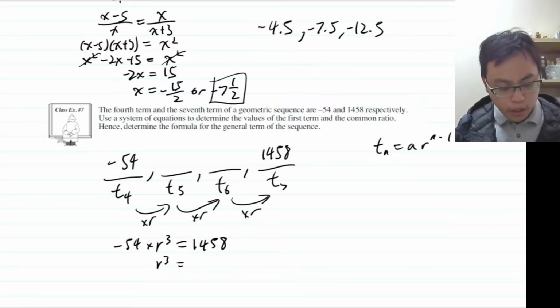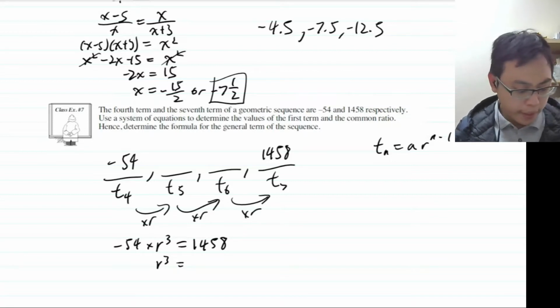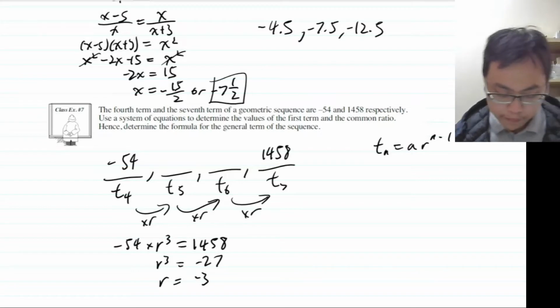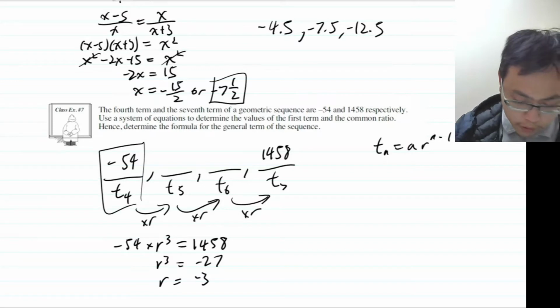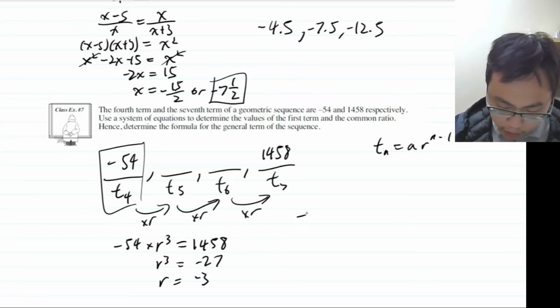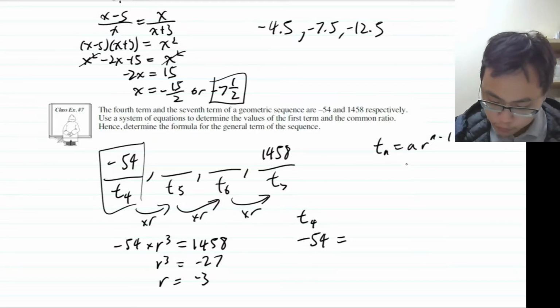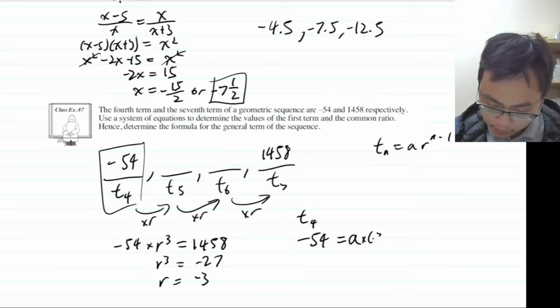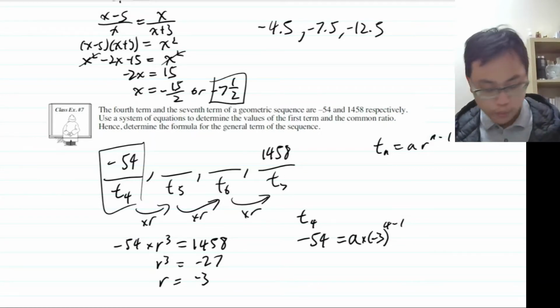r cubed is 1458 divided by negative 54, which will give us negative 27, and so r is negative 3. That's my common ratio. Now that I know r, I can put T4 into my Tn formula. So T4, which is negative 54, is equal to a, which I don't know, times the common ratio, negative 3, to the power of 4 minus 1. With this, I can work out what a is.